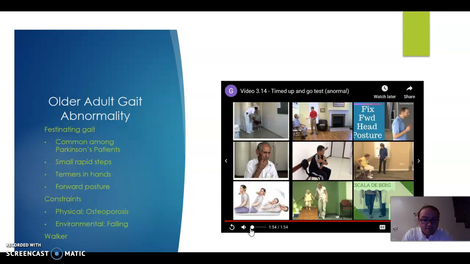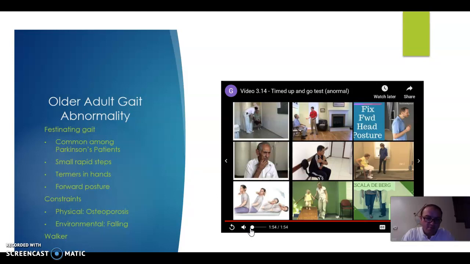So some constraints for an older population that are physical would be osteoporosis, and that's obviously something that can be caused by a lack of calcium in the diet throughout life, and it can be overcome partially by lifting weights or having a load on the skeletal system and strengthening the muscular system.